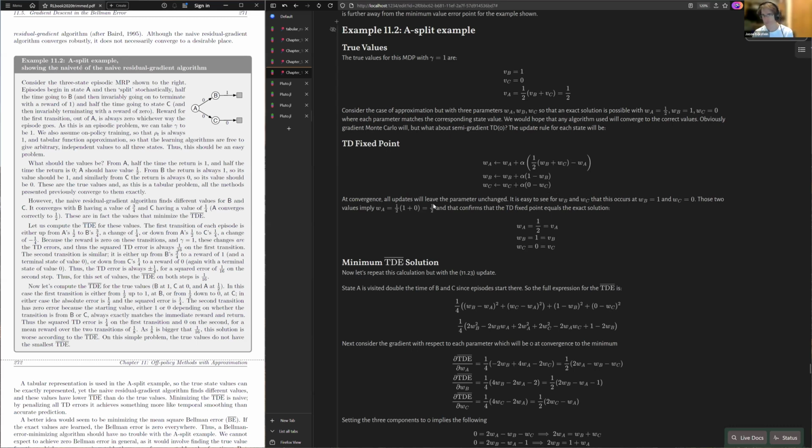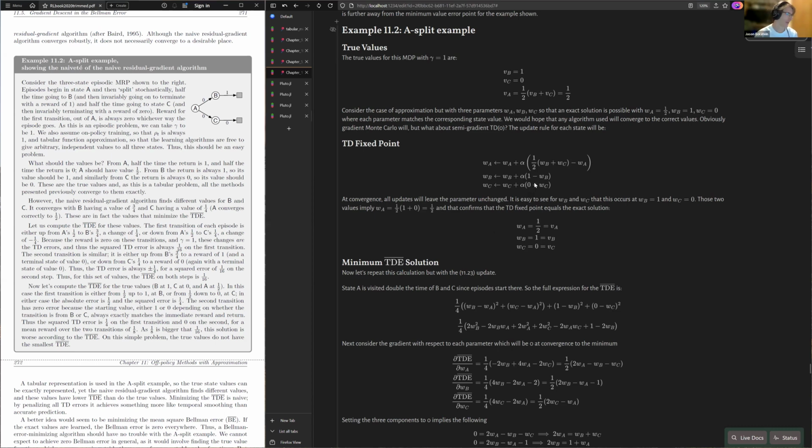Okay, so to find the TD fixed point, we want to know what values of WA, WB, and WC we need for the update to be 0. These are the easiest to see. For this update to be 0, it's pretty simple: we just make WC 0. For this update to be 0, we just make WB 1. And then the only thing left is this one, but we already had B and C. So WA just has to be 1/2, because we already have the value of B and C. And this, again, is the exact solution that we had before. Okay, so far, so good.